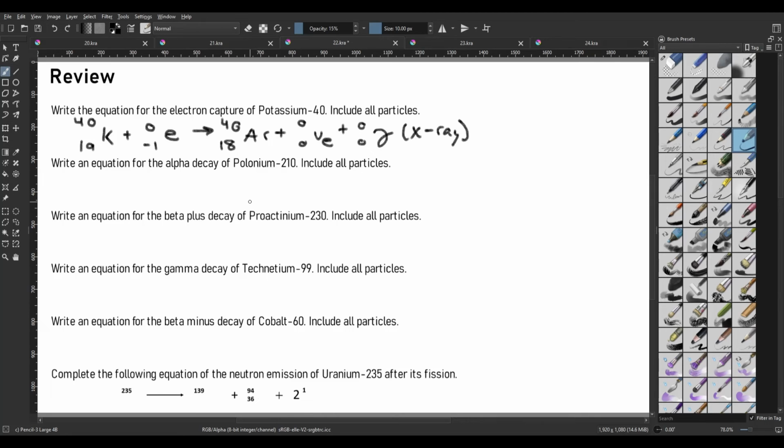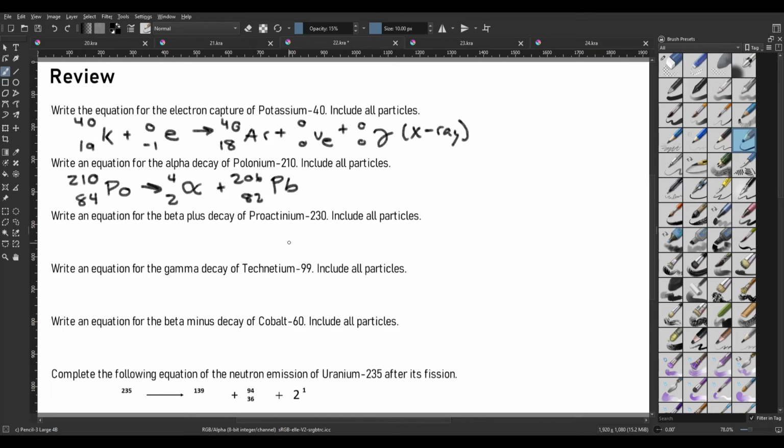Write an equation for the alpha decay of polonium 210. Include all particles. So polonium, we know it's 210. Polonium is number 84 on the periodic table, Po. We're saying it's an alpha decay, so we're going to use the alpha symbol. We could also do this, but we're going to go ahead and use the alpha symbol because that is more appropriate. Alpha decay of polonium 210, and we're going to go 206 for 82. That's going to be lead, Pb. There's no other particles, so we're done with that.